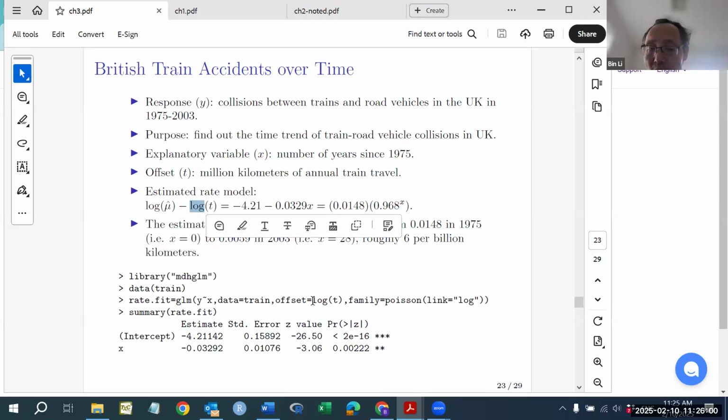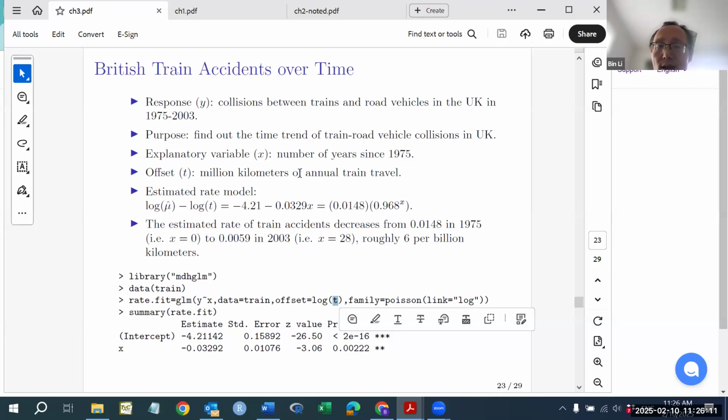So here the offset is log T, where T is the millions of kilometers of annual train travel. The family is Poisson because Y follows a Poisson distribution, and the link is the log. Is that clear? So that's the rate model, and you can see the estimated intercept and the slope.